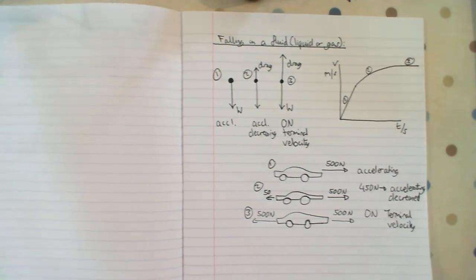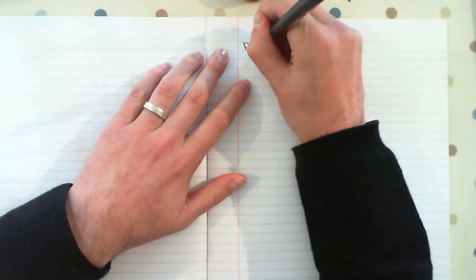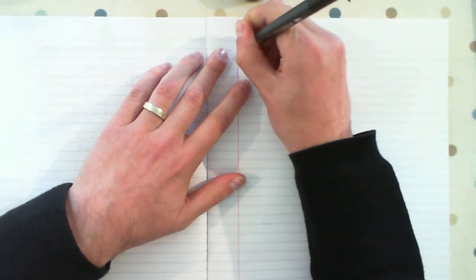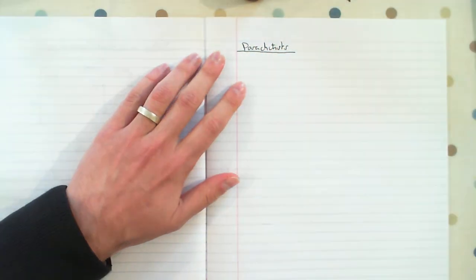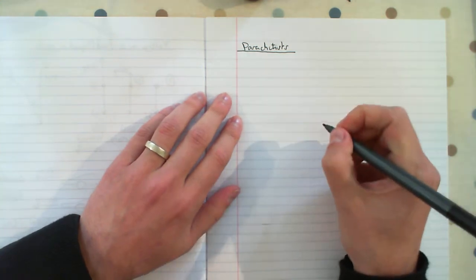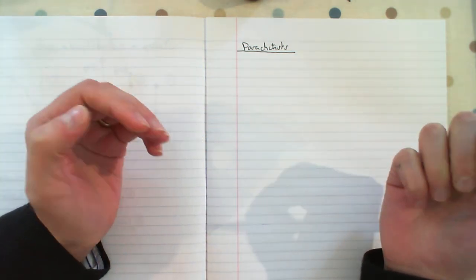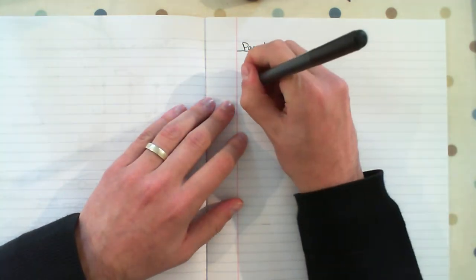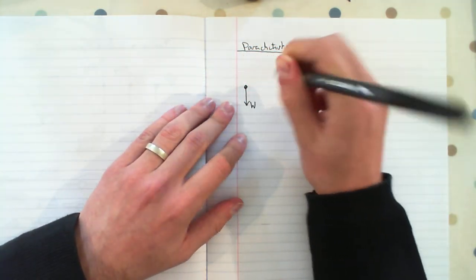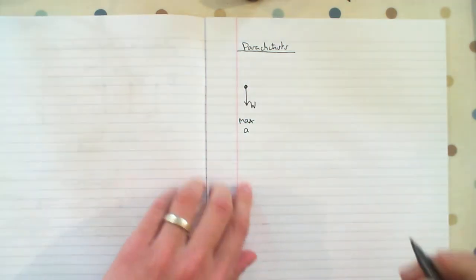And this is for physics only, this next bit. We could have parachutists. This is where everything comes together. So if we have a parachutist, they start off by jumping out of a plane or from a high place, and at that instantaneous point, they've only got their weight. They've only got their weight, so we've got max acceleration. So I'll leave that as max acceleration.